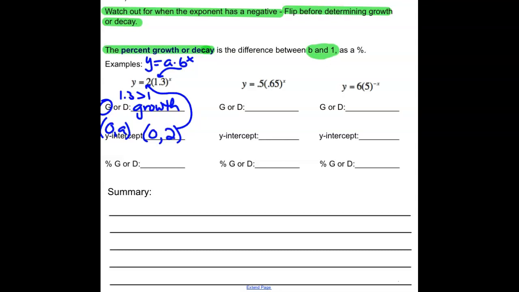And now the percent, how much does it grow or decay? Since we are looking at a 1.3, if we take away the initial 1, a regular 100% of the initial amount, we end up with a 0.3. That means we are 0.3 or 30%, since 0.3 represents 30%. We're 30% more than just a regular 1. So we have a 30% growth.